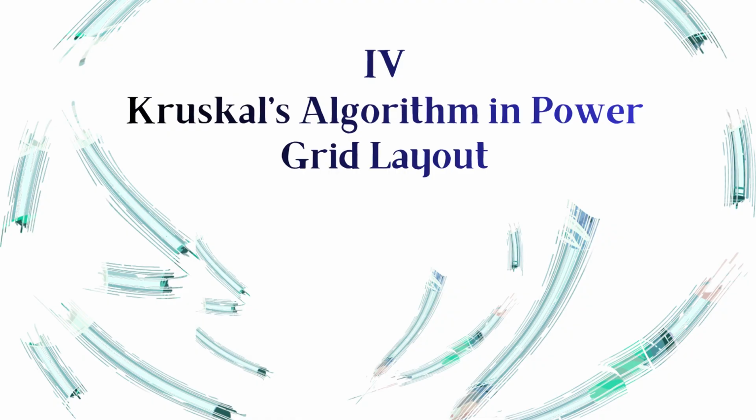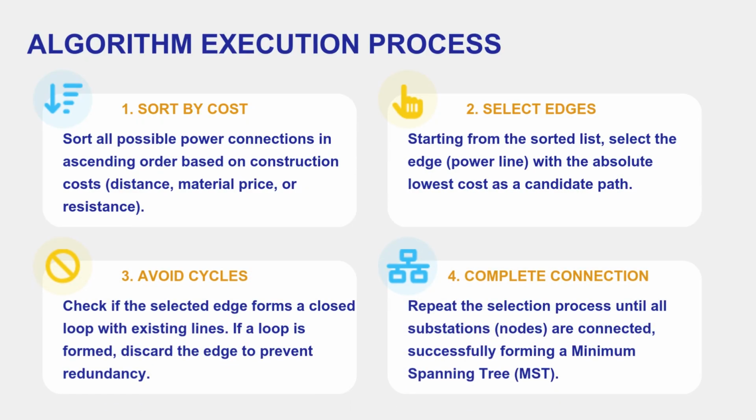Now let's look at the execution process of Kruskal's algorithm. It follows 4 simple steps. First, sort by cost. We list all possible power lines and sort them from the cheapest to the most expensive. Second, select edges. We start from the top of our list and pick the lines with the absolute lowest cost.